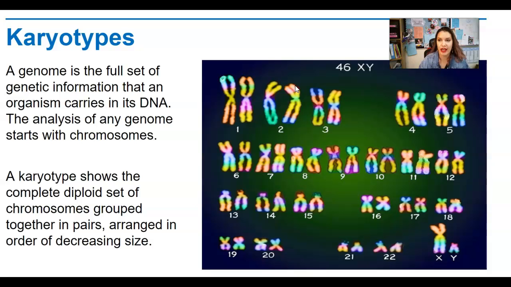And what we are looking at with a karyotype is the complete diploid set of chromosomes. They're grouped together in pairs, and they're arranged in order of decreasing size. If you look at them here, you'll see the 23rd pair are the sex chromosomes, and those are the only two that will not be similar in size. And this helps us to see if there are any chromosomal abnormalities or disorders in the person as well.